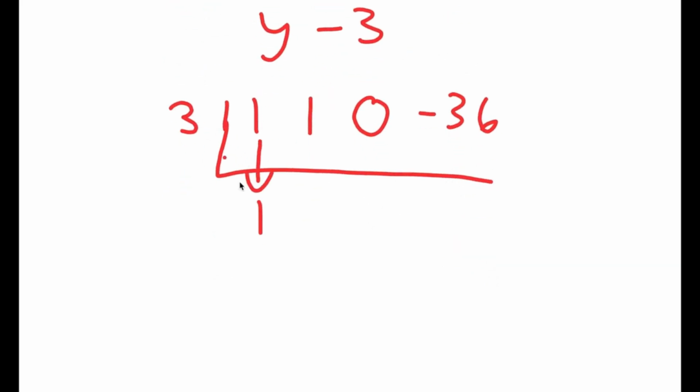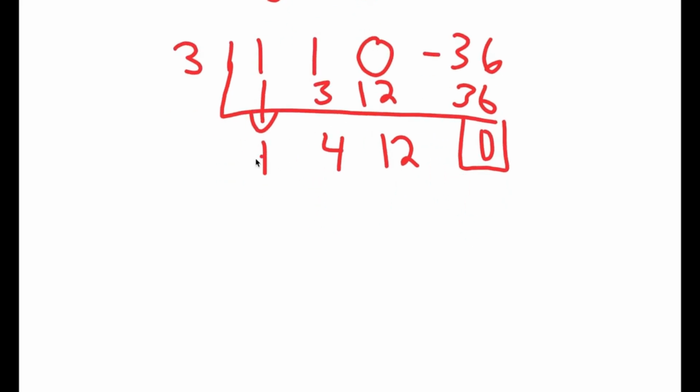So now we're going to drop down 1. 3 times 1 is 3. 1 plus 3 is 4. 3 times 4 is 12. 0 plus 12 is 12. And 3 times 12 is 36. Negative 36 plus 36 is 0. So I have a remainder of 0. And these are going to be my coefficients for my problem right here. I have x squared plus 4x plus 12.